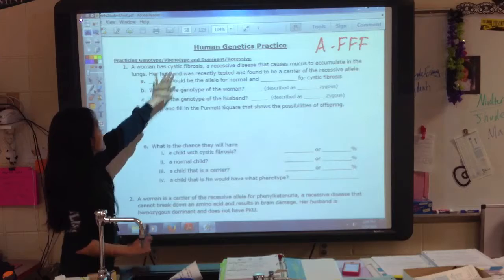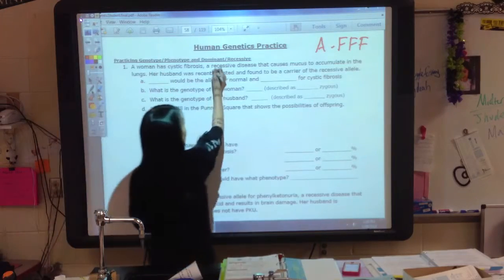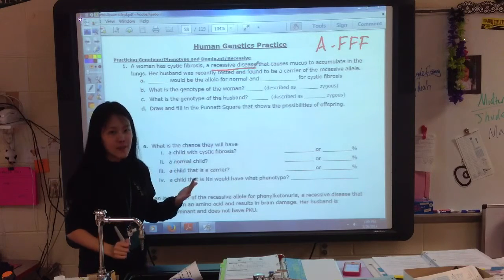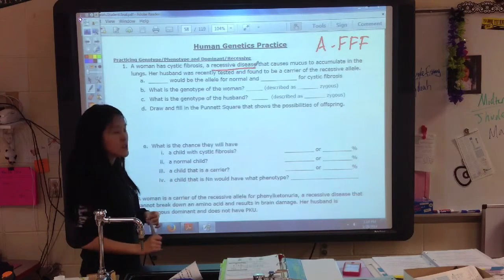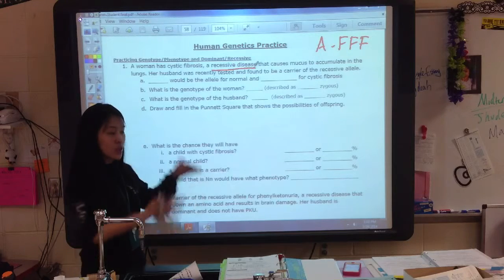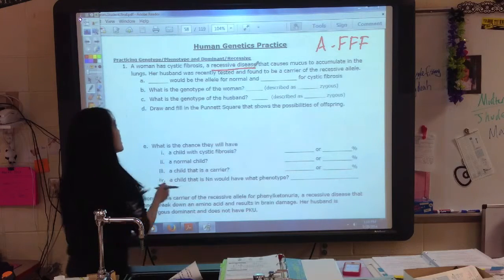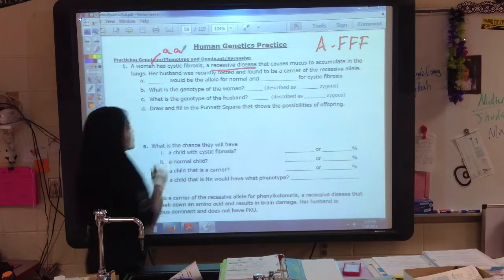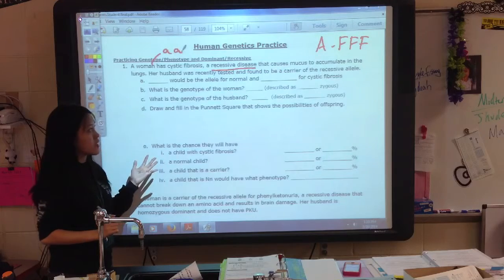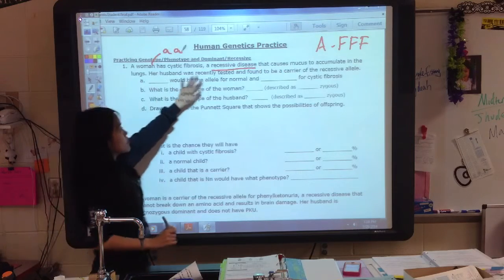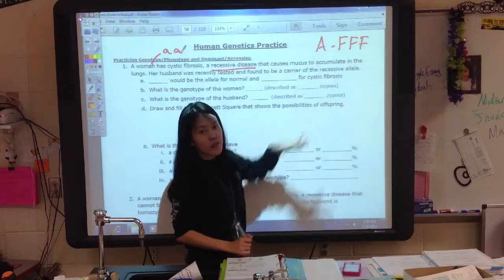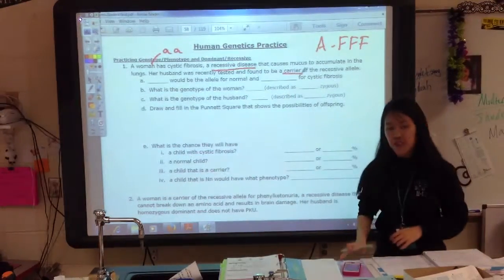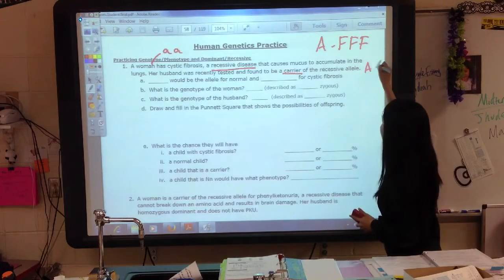So she has cystic fibrosis. It tells you that it's a recessive disease. So if I'm going to express a recessive disease, what letters do I need? Looking back to your notes, what did it say? It said that you had to have little a, little a. And we'll just stick to A's because they're really easy to tell apart. Then it says her husband was tested and found to be a carrier of the recessive allele. If you're a carrier, what does your genotype have to be? Has to be big A, little a.